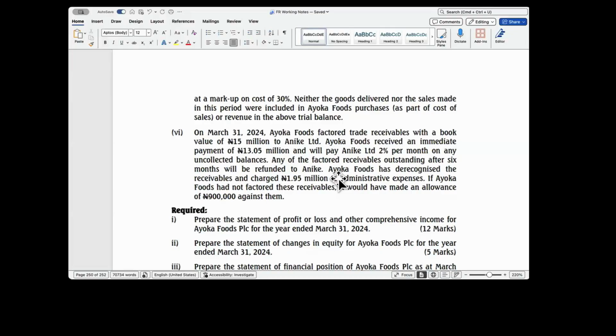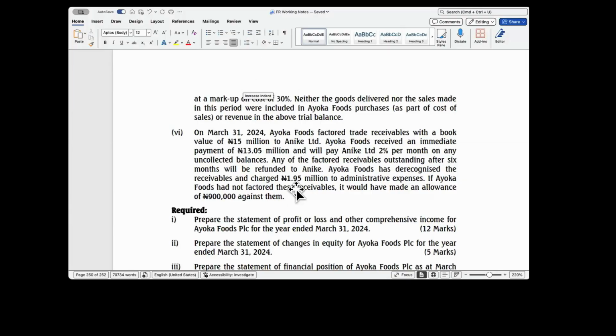No, he cannot derecognize the receivables because it hasn't met the criteria for derecognition. He cannot derecognize the receivables because he hasn't transferred substantial risk and reward. He still has exposure to credit risk related to that receivables, because if Anike is unable to recover those receivables, it will have recourse to Ayoka. They are still coming back to Ayoka. So he cannot derecognize the receivables. So we need to recognize it back.